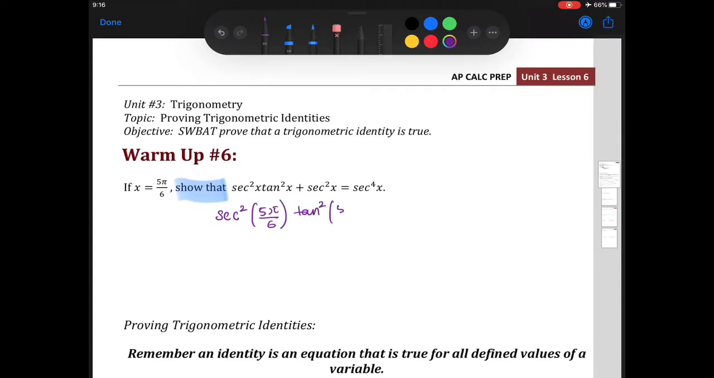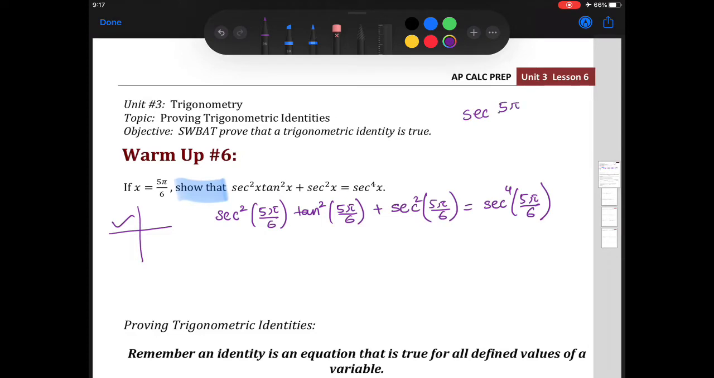5 pi over 6: tangent square 5 pi over 6 plus secant square 5 pi over 6, right? Equals secant fourth to the 5 pi over 6. First of all, 5 pi over 6 is what? In the second quadrant, right? We are in the second quadrant. And my secant 5 pi over 6, let's find that down. The value for secant 5 pi over 6.